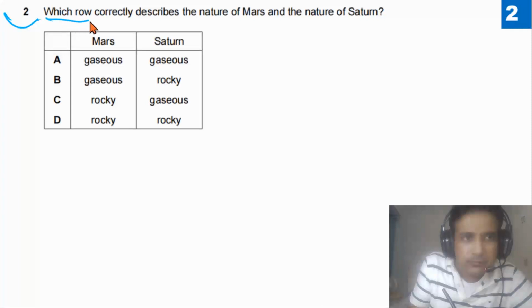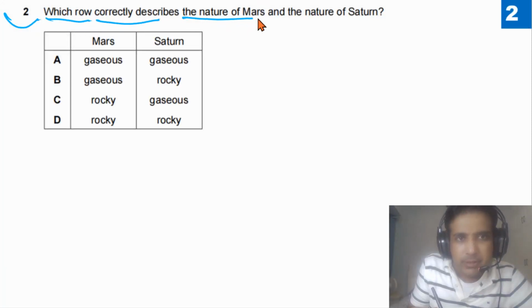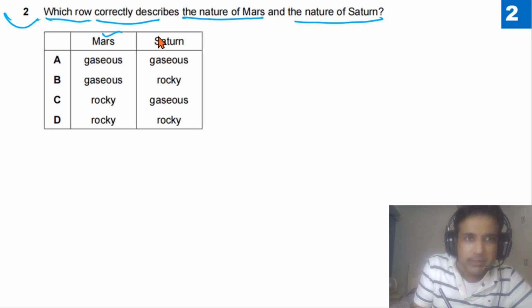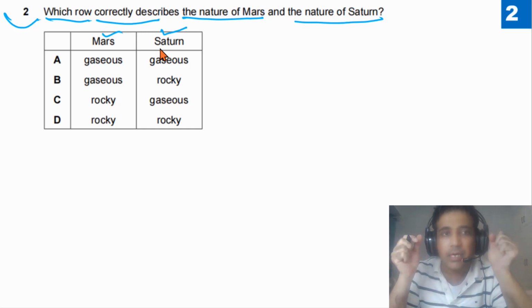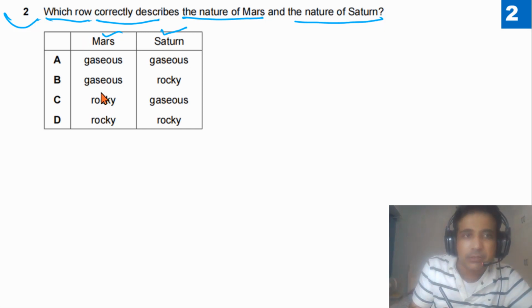Question 2 says which row correctly describes the nature of Mars and the nature of Saturn. So we have Mars here and we have Saturn here. The question is simply asking us, is Mars a gaseous planet or a rocky planet? Mars is a rocky planet and Saturn is a gaseous planet. So the answer for this one has to be C.